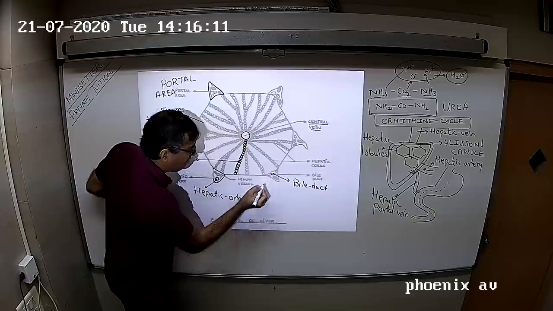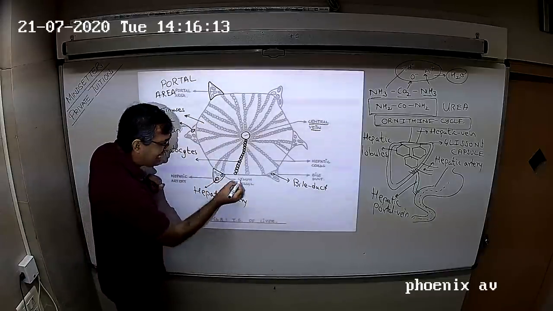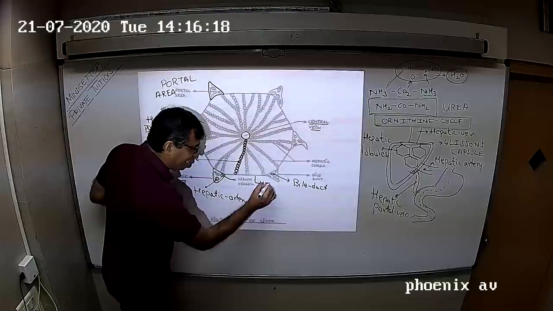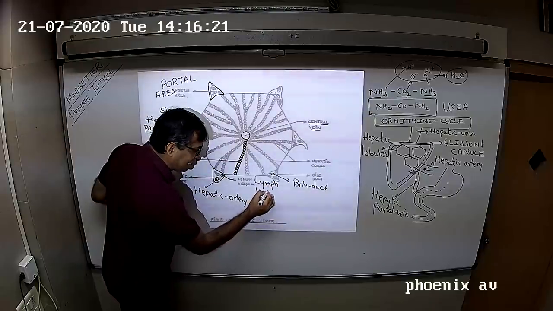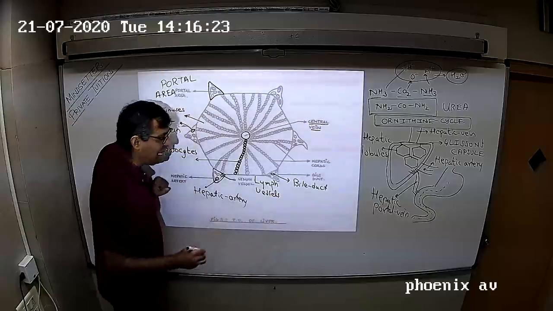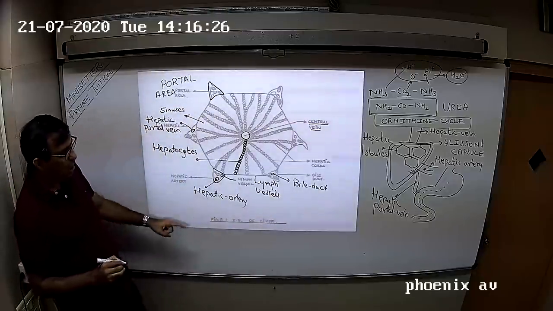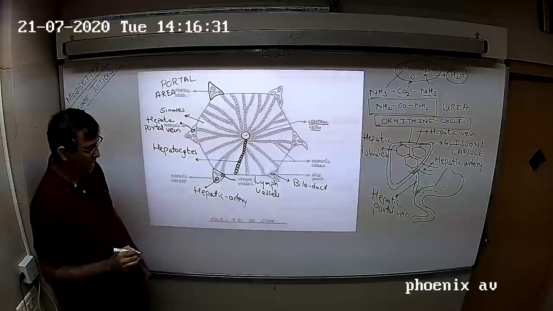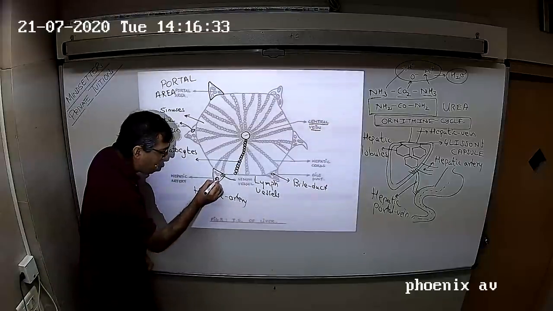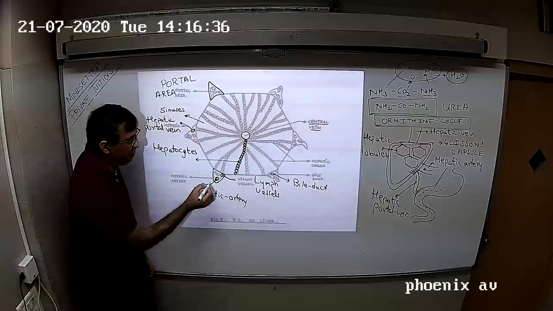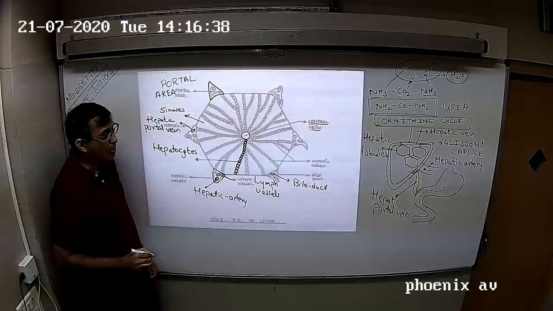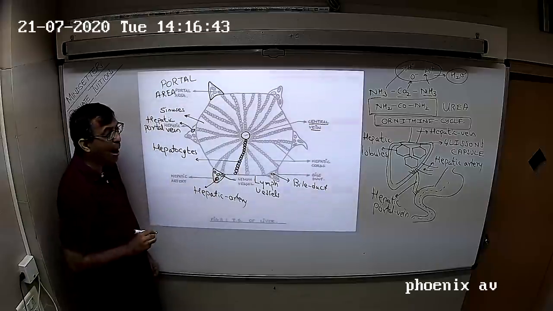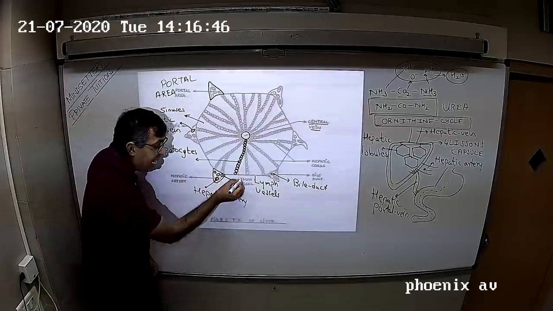And there are vessels which are called lymph vessels. So, which vessel is this? Lymph vessels. And pay very close attention. Sir, what all is there in each portal area? There are four structures. There is an artery which is called the hepatic artery. There is a vein which is called the hepatic portal vein. There is a duct which is called the bile duct, and there is a lymph vessel.